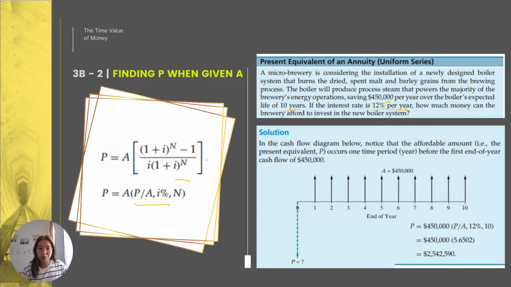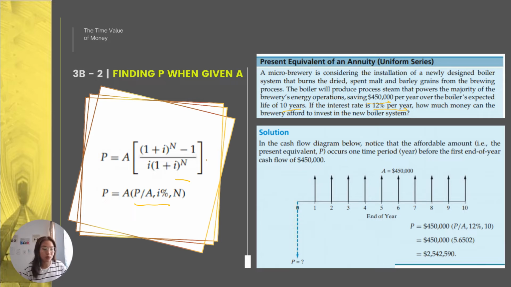The microbrewery wants to install a newly designed boiler system. The boiler they will install will produce process steam that powers the majority of the brewer's operations. So they have savings of $450,000, and the boiler's expected life is 10 years, and if the interest is 12% per year, how much money can they invest?